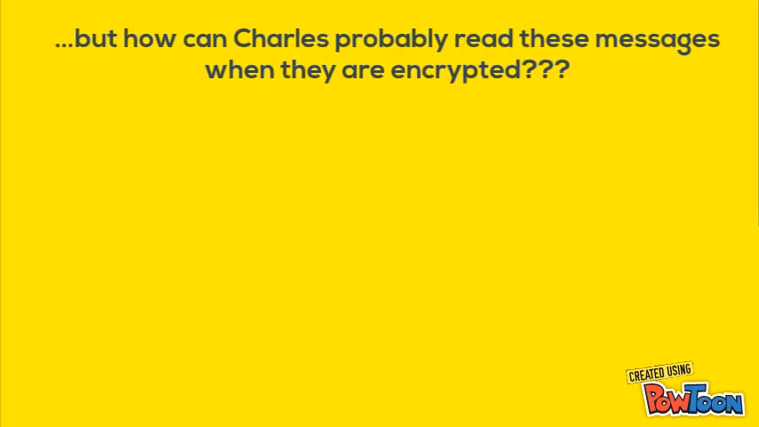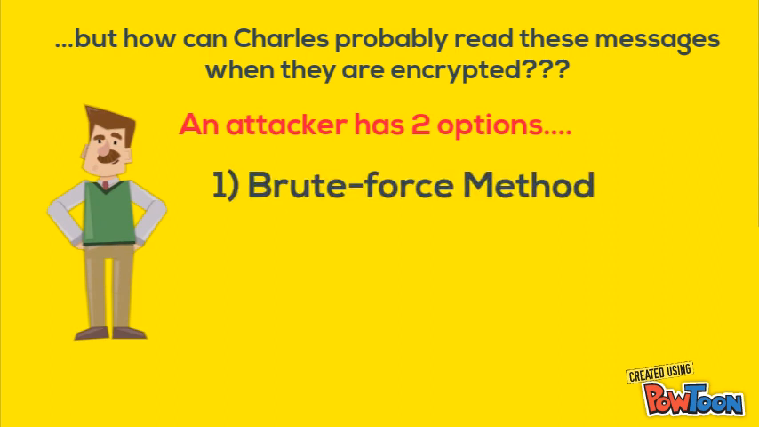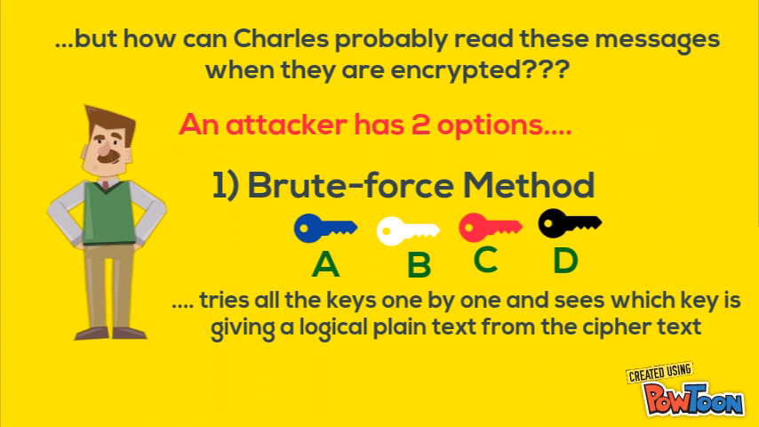Active and passive attacks are okay, but how can Charles probably read these messages when they are encrypted? He has two options. First is the brute force method. In this, an attacker tries all possible keys on the ciphertext until it yields a logical-looking plain text.